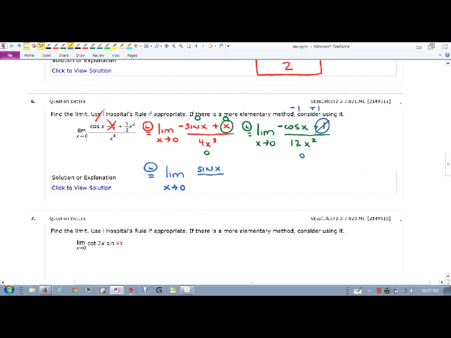Then on the bottom we get 24x. And now, if I let x go to 0, the top, sine of 0, is 0. The bottom is still 0. So I still have 0 over 0, but we're making progress. L'Hopital again. Limit as x goes to 0. The derivative of sine x is cosine x. On the bottom, the derivative of 24x is 24. Now let x go to 0. Cosine of 0 here is 1, and on the bottom the 24 stays. So we just get 1/24. So that is the limit.